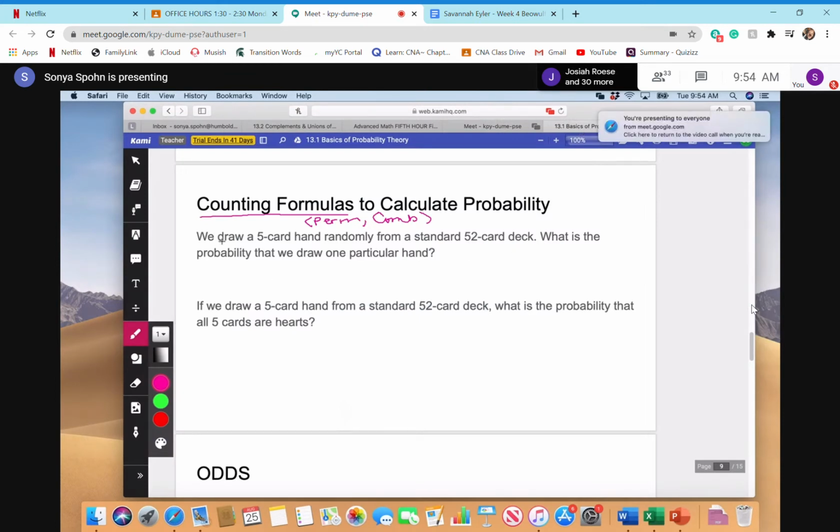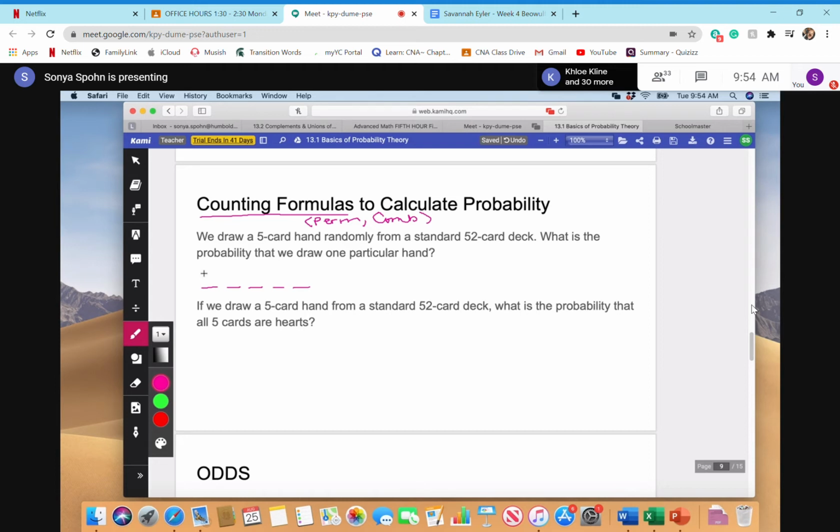Okay, so if we just do drawing a 5-card hand randomly from a standard 52-card deck, that means we would go back to our counting principle, right? And we would say we're going to pick 5 cards, right? And we're just randomly picking them. And we're not going to put them back because we want 5 cards in our hands. We're not going to pick one, put it back. That would leave no cards in our hand. We want 5 cards in our hand.